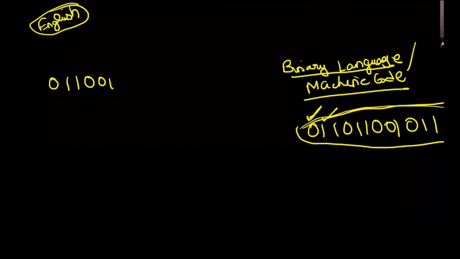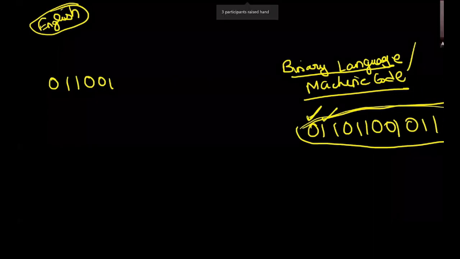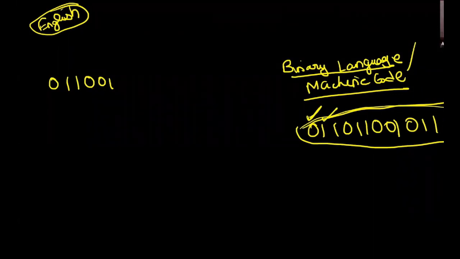We don't do that, right? Very difficult to write, very difficult to maintain, very difficult to debug. So we don't write code in binary language. So then I ask you, what language do we write instructions in? I am not writing programs in binary language. Then what language will we be writing our programs in?